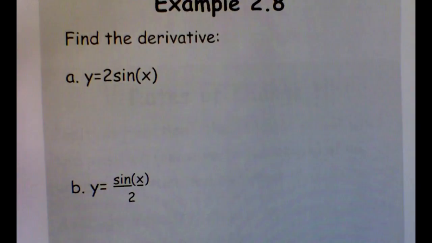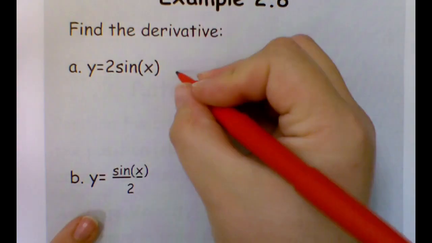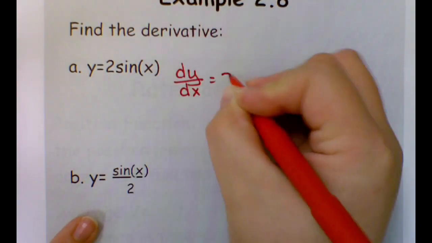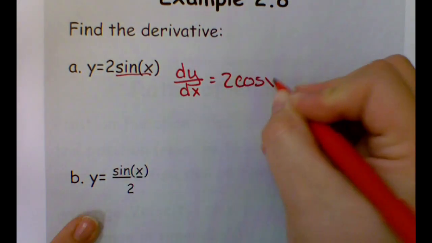So the derivative with respect to x of 2 sine of x. Well, I know I can just do 2 times the derivative of sine of x. So dy dx equals 2 times the derivative of sine of x, which is cosine of x. So there's my derivative.